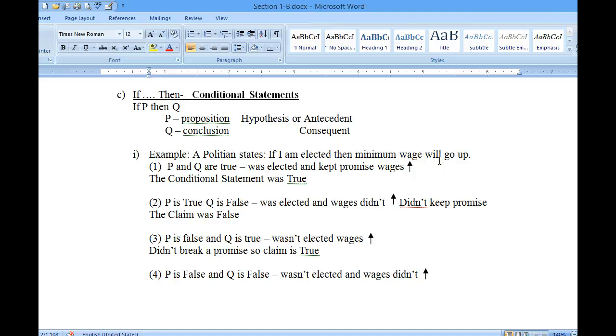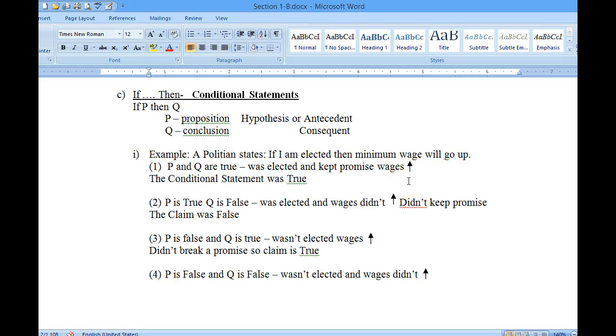P and Q are true. That means that the election occurred and the politician was elected. The politician kept the promise and the wages did go up, and the conditional statement is true. And that's how we find the truth value for a conditional statement.